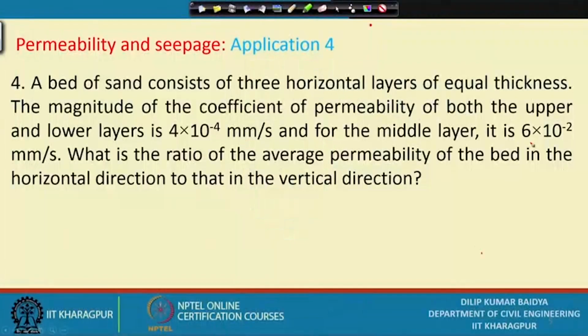So, we have to use the equivalent permeability concept. When you apply the equivalent permeability concept in vertical and horizontal direction, it will be different, and that is what the question asks: what is the ratio of the average permeability of the bed in the horizontal direction to that in the vertical direction. The average equivalent permeability in the x direction and the z direction will not be the same, that we have shown while discussing the topic. Now, we will show that part in the application here.